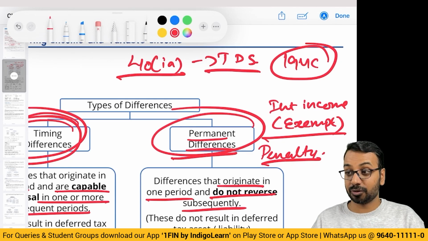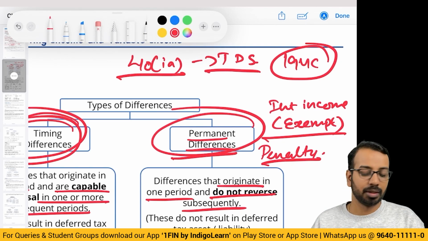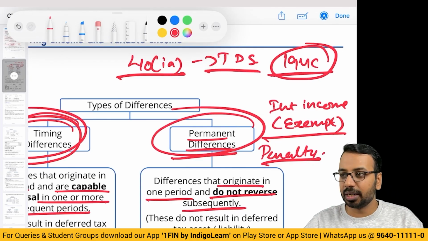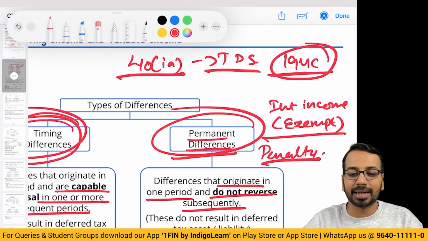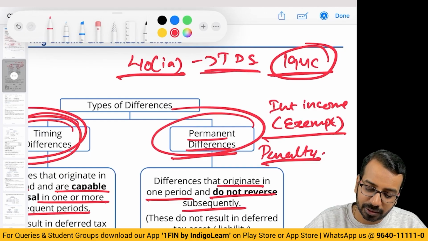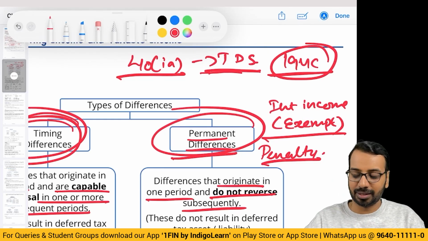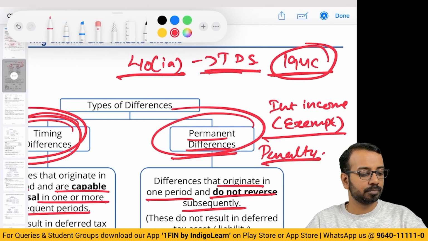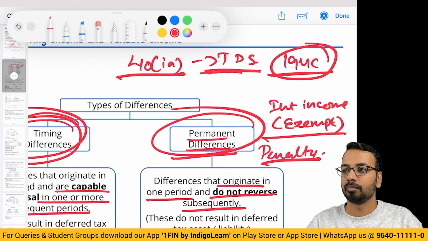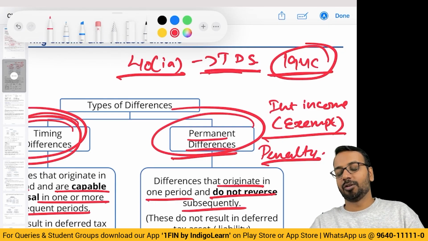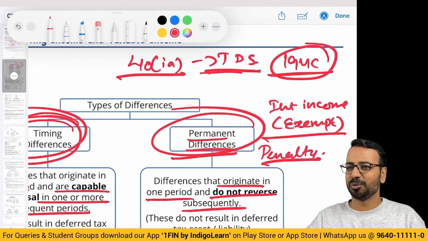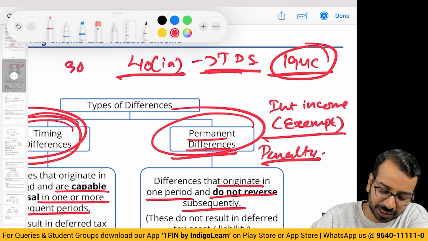Guys, you are writing an examination. I expect you to give me answers. If 194C TDS is not deducted, what is the amount of disallowance under the Income Tax Act? I am waiting for an answer. 30%. Very good. Finally, you got the answer. Why did it take so long? I don't know, but yes, 30% is disallowed.